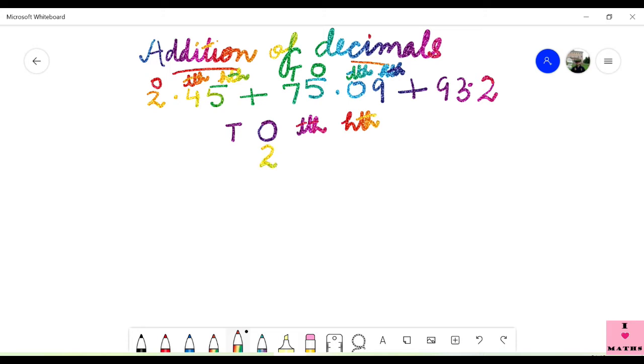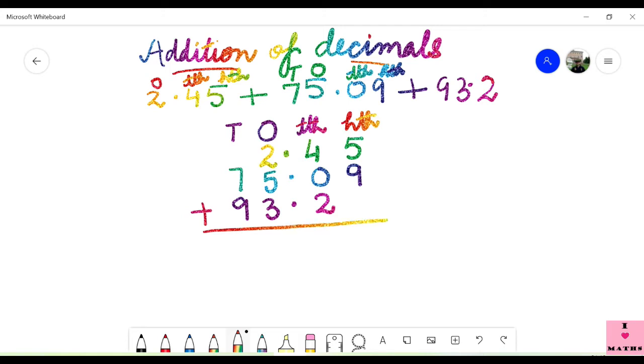For instance, 2.45, 75.09, 93.2, and we will add them up simply like we add normally. Now children, where there is no digit, we can put a 0 there.